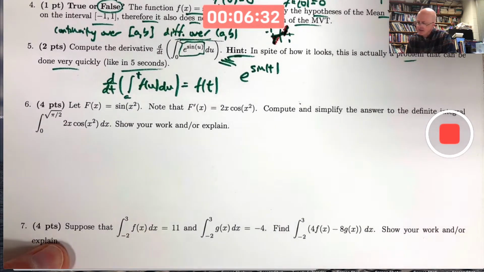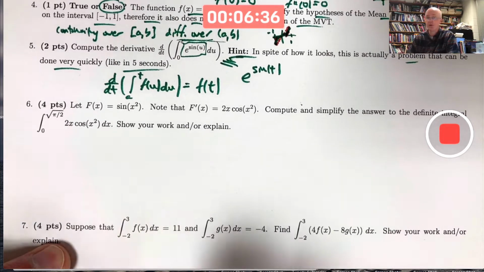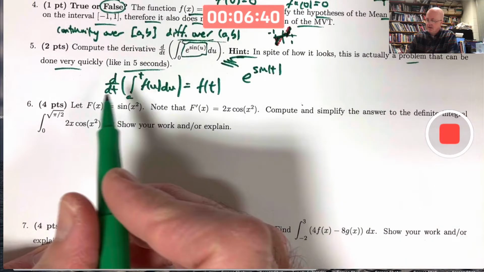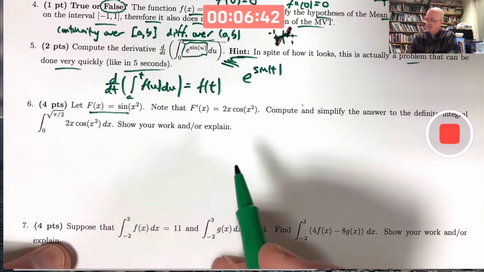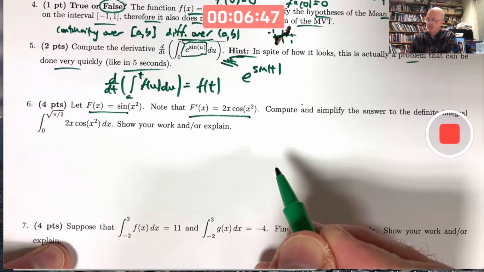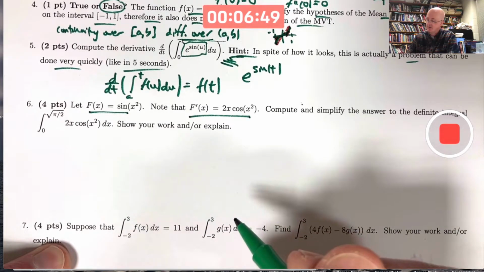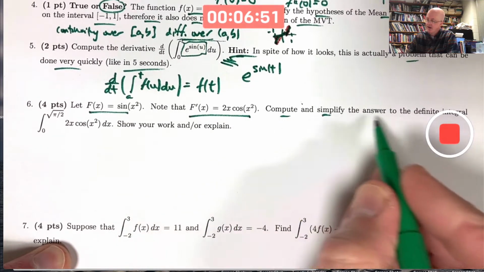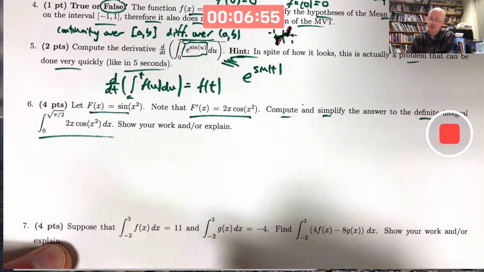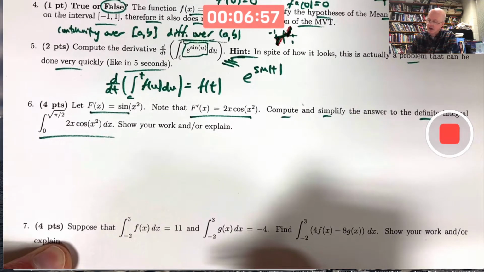is also related to integrals, but now we use the fundamental theorem of calculus in a form that you're more used to, to actually evaluate a definite integral. Capital F is sine of x squared. Note that the derivative of that is 2x times cosine of x squared. That would be the chain rule being used there. Compute and simplify the answer to the definite integral right here, where now I have numbers in the limits of integration, not variables, like in number 5.